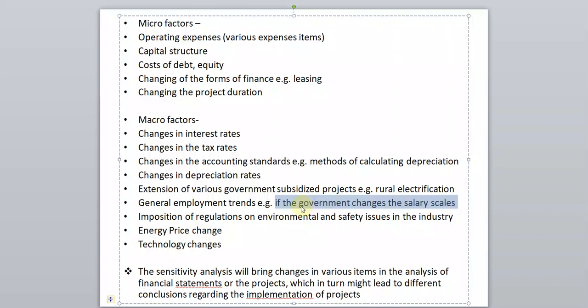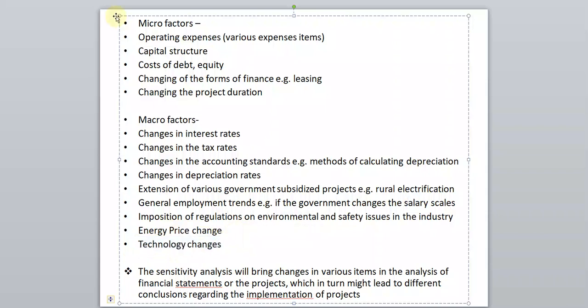So if the government changes the salary scales, suppose right now the basic is 15,600. In the upcoming year, if there is a seventh pay commission, then it will become 18,000 and so on. So these changes in the salary structure can also affect the risk and sensitivity analysis. Then energy price change is very important. If the energy price changes, it can also alter the risk analysis and sensitivity. And lastly, technology changes.